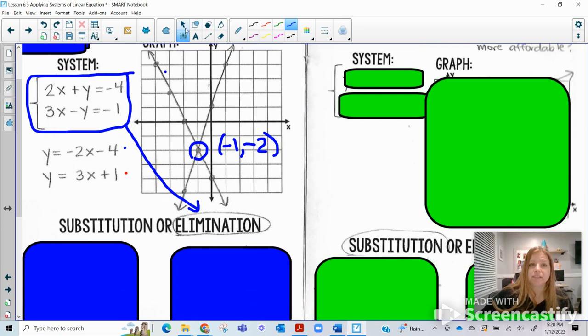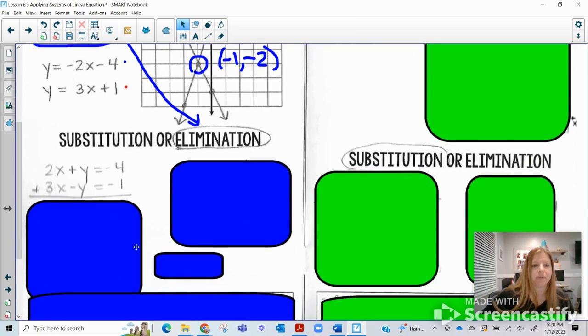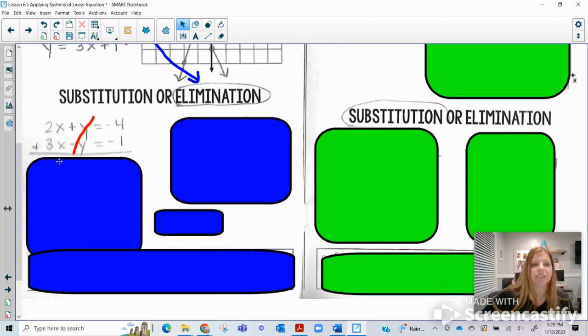If I wanted to solve this system by elimination, I'm going to recopy that system here, 2x plus y equals -4, and I'm going to add that to the second equation, 3x minus y equals -1. What we learned in elimination is that when you have coefficients that are opposites, so the coefficient of y is a +1 and a -1, those are opposites. It means that when I go to add them together, they're going to eliminate out because it really just adds up to 0. What I'm left with now is that 2x plus 3x is 5x, -4 plus -1 is -5.